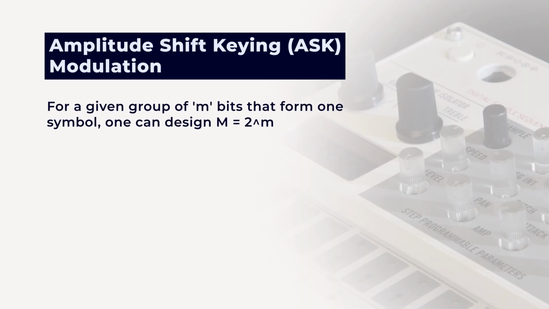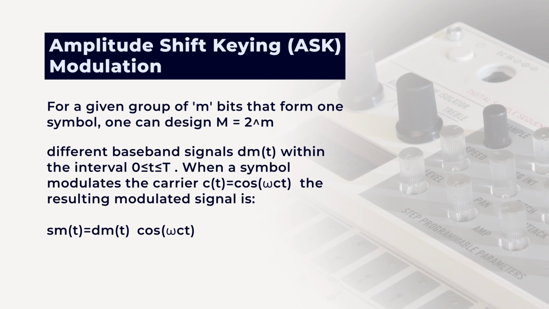For a given group of m bits that form one symbol, one can design M equal to 2 to the power m different baseband signals d_m(t) within the interval of 0 less than or equal to t less than or equal to capital T. When a symbol modulates the carrier c(t) equal to cos omega_c t, the resulting modulated signal is s_m(t) equal to d_m(t) into cos omega_c t.